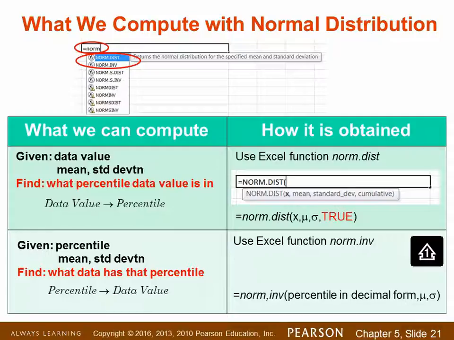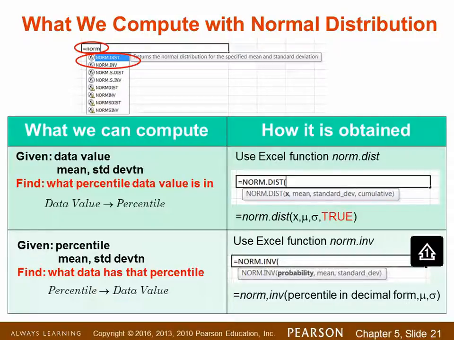It has a simpler form. All you do is you type in the percentile, the mean, and the standard deviation. There's no true or false. Okay? So it's nice. It's a simpler command. Probability means percentile here. Has to be in decimal form. Okay? Remember, when we're doing math, we always think of probabilities in terms of decimals, right? So I'm going to put the percentile in decimal form, then the mean, then the standard deviation, and it'll tell me what data value has that percentile.